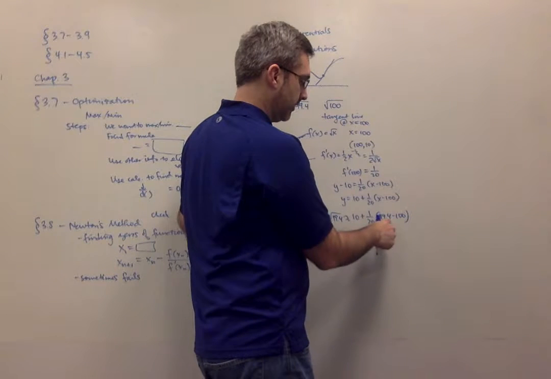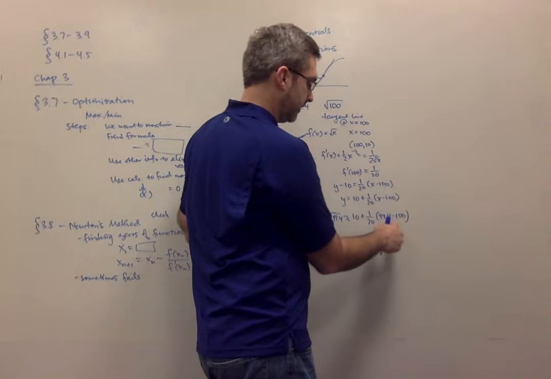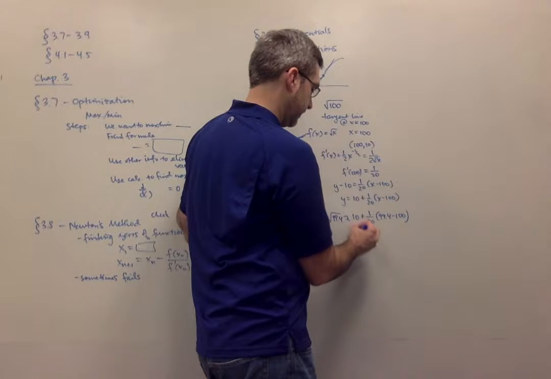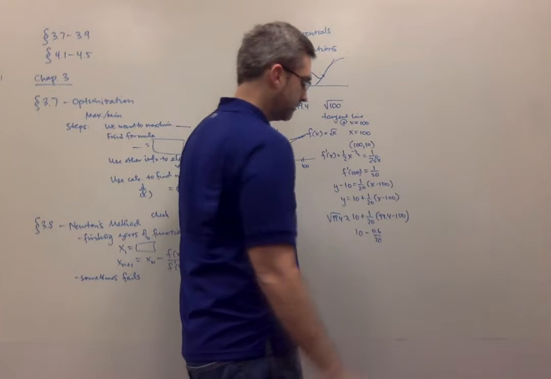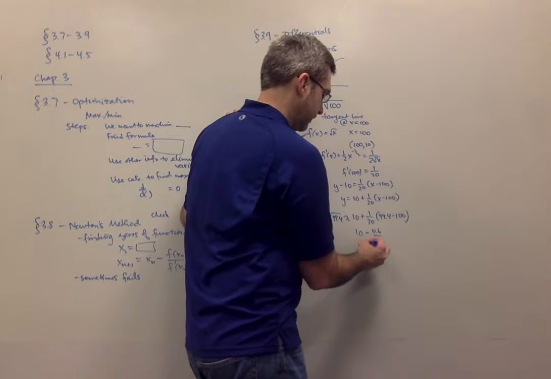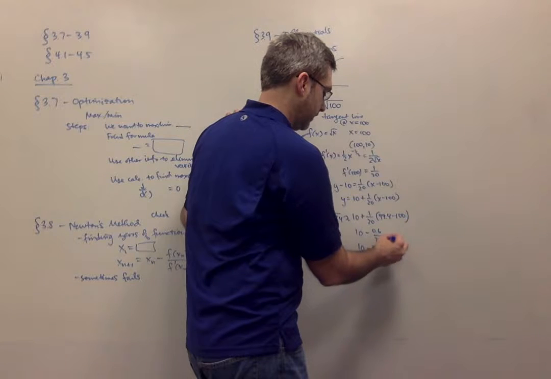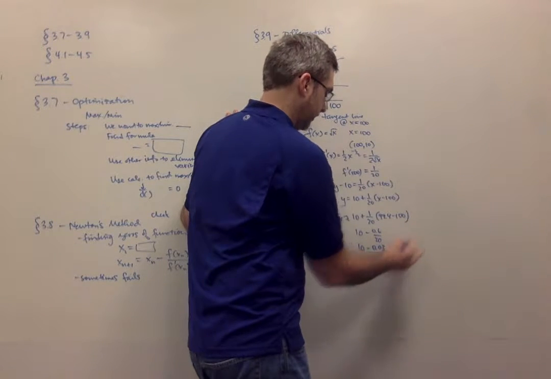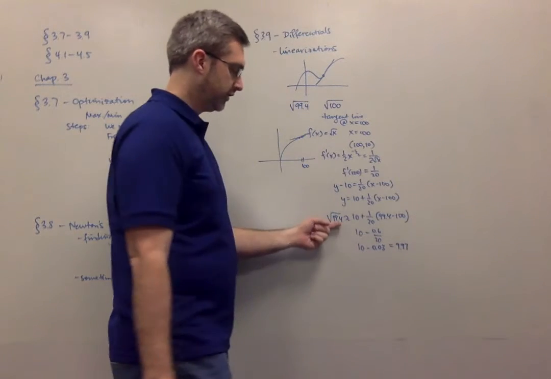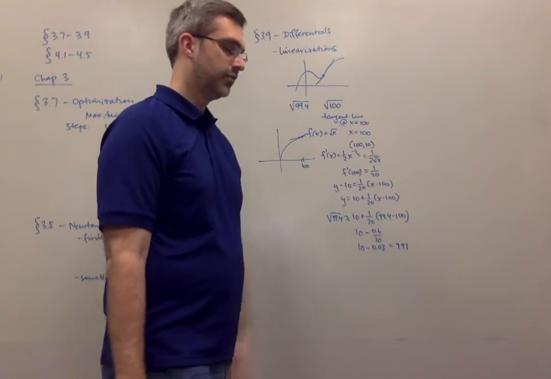Okay, 99.4 minus 100 is negative 0.6, so I'm going to get 10 minus 0.6 over 20, which is going to be 10 minus 0.03, which is 9.97. Okay, now if you were to do this in your calculator, you would actually see that 9.97 is really, really, really close.